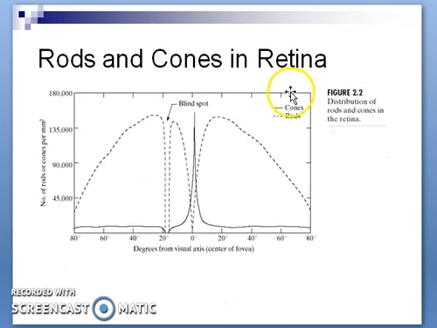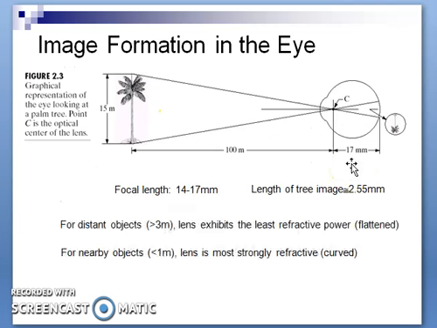Now this is how the rods and cones are, and we have what is called the blind spot. The image formation in the eye. Now this is how our image is as it enters the retina. It is smaller in size and upside down. Now this is how the original image is, and we can see this is the distance, through this distance, the focal length being 14 to 17 mm. The length of the image that is captured through the retina is only going to be 2.55 mm.